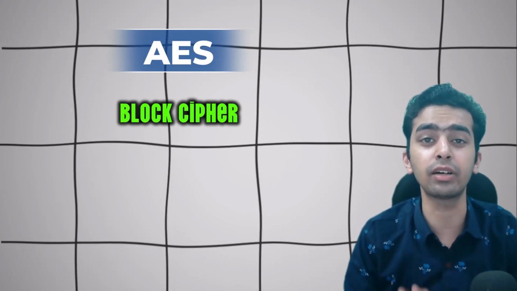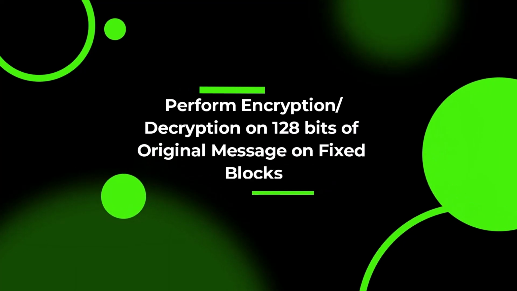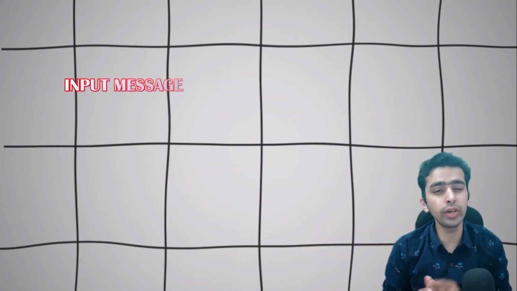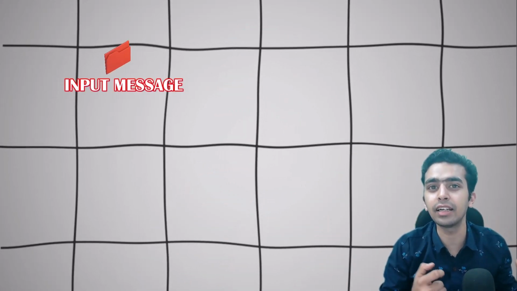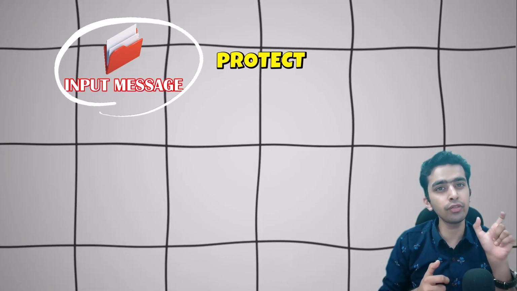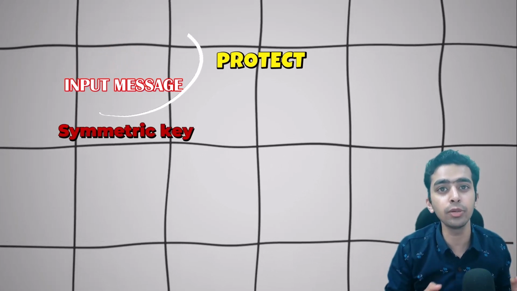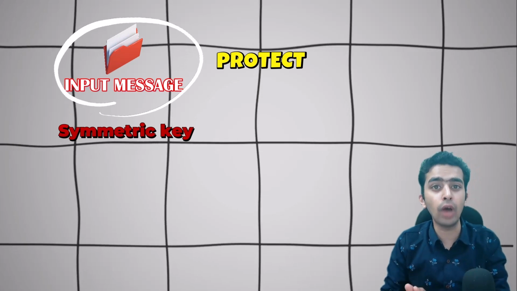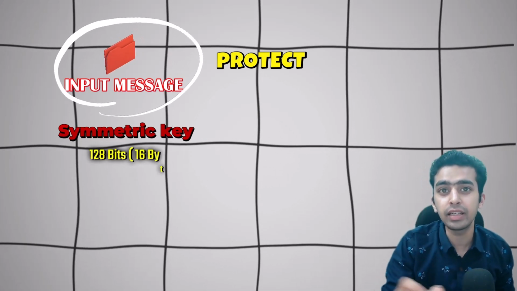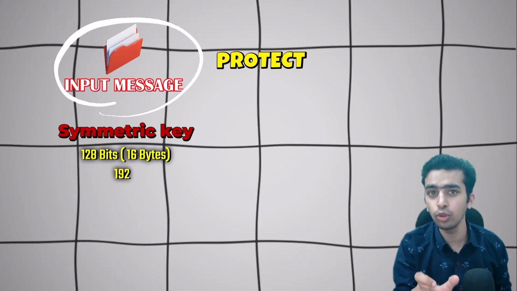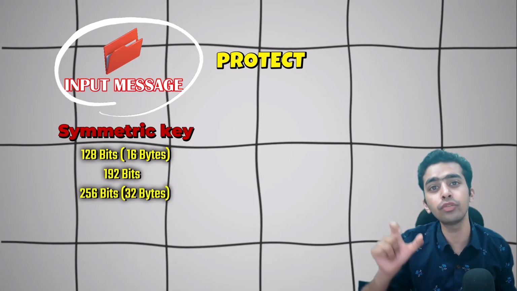And AES is a block cipher, that is, it performs encryption and decryption on a fixed block size of 128-bit original message. Now here is a simplified version of how the AES symmetric algorithm works. We take an input message, the data that we want to protect, and then we have a symmetric key, a random string of bytes that can be either 128 bits, that is 16 bytes, 192 bits, or 256 bits, that is 32 bytes.